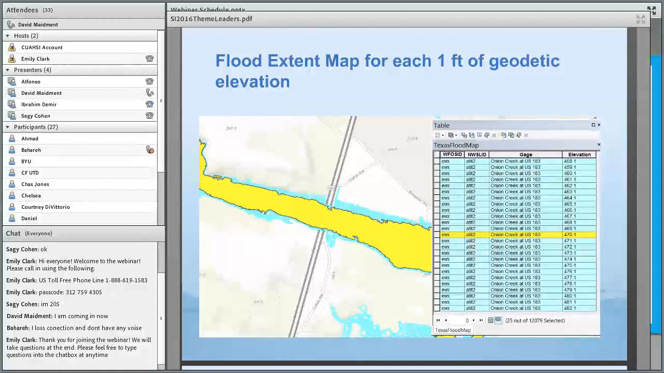They're a short distance, a couple of miles long around the stream gauges. And each one of them looks like this, that there's a flood extent map for each 1 foot of geodetic elevation. And there's also a grid that shows the depth of flooding at that elevation. And these are just indexed by elevation so that you can say as the water surface elevation rises and falls, the water spreads out.